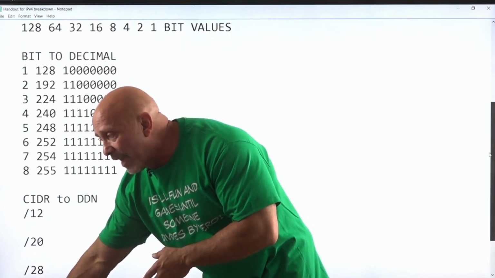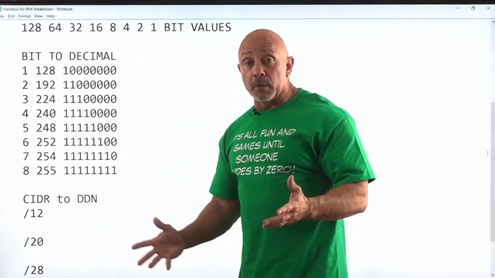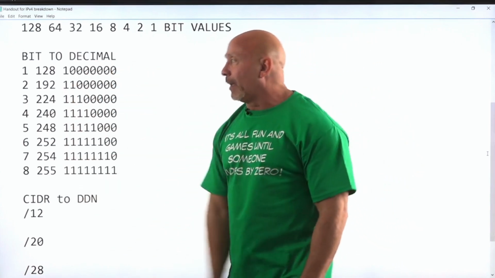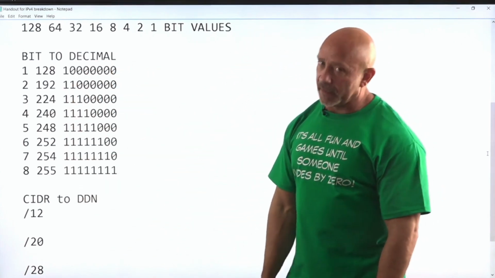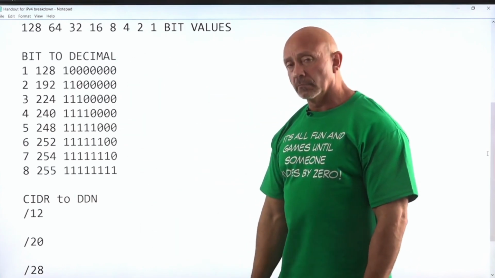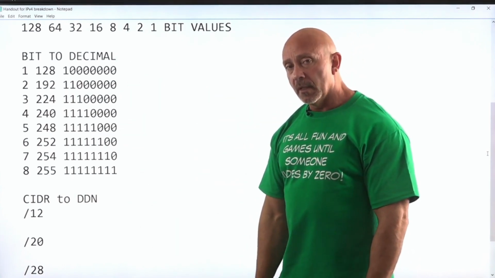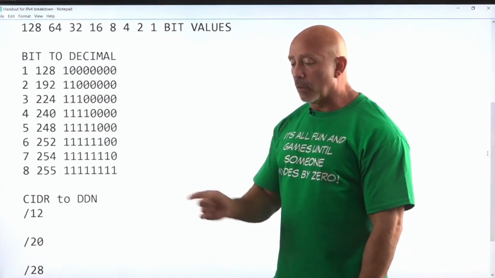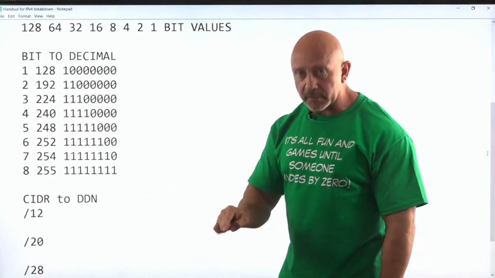So those are bit values, and they will help you throughout subnetting. Now, this little table right here, man, is this ever a lifesaver? This is something that you should write down when you go take a certification. You should write it down so you don't have to think. So you can just go, that's what it is.